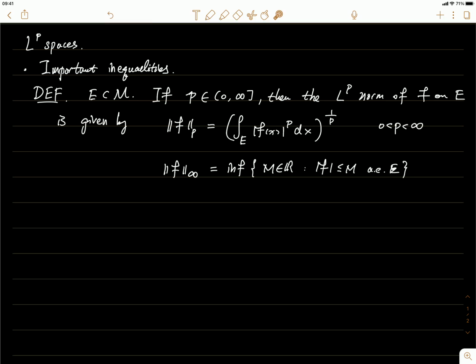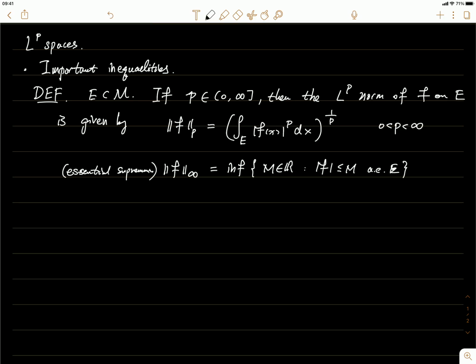And if p is infinity, then the essential bound here means that the function f is uniformly bounded by m, or that except for a measure zero set, the value of f is bounded by m. The smallest possible such m, the infimum of those m, is called the infinity norm of f. This is also called the essential supremum of the function f.